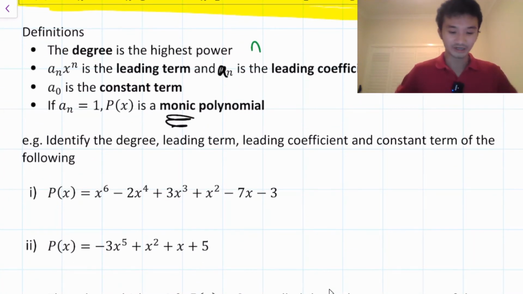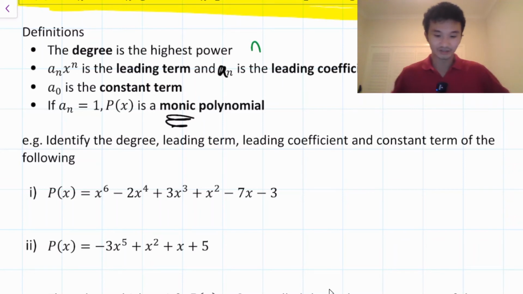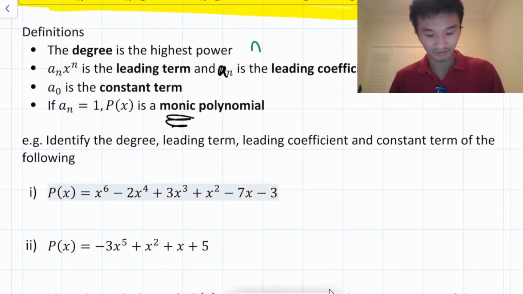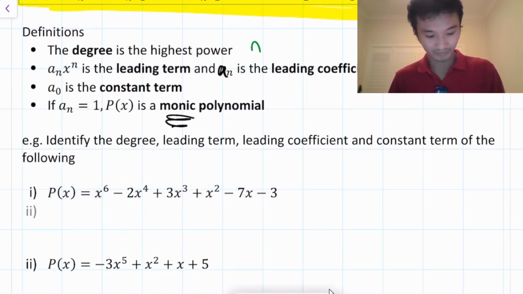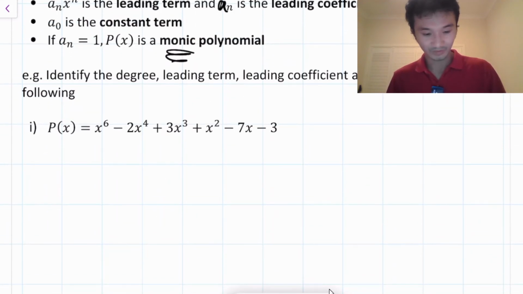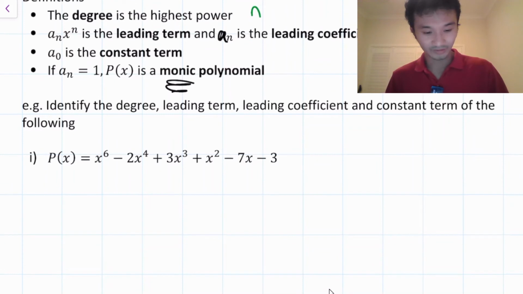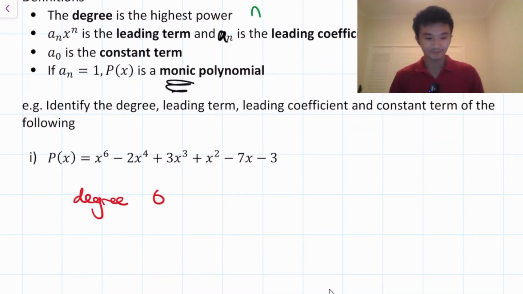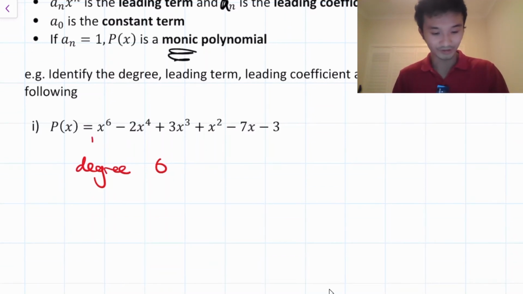For these ones, you can identify the degree, the leading term, the leading coefficient, and the constant term. I'll work through the first one with you, and then you can try the next one yourself as well. Let's get a bit more space going on here. Okay, so this one would be a degree 6, because that's the highest power that's there. The leading term, that's the whole thing here, would be x to the power 6.